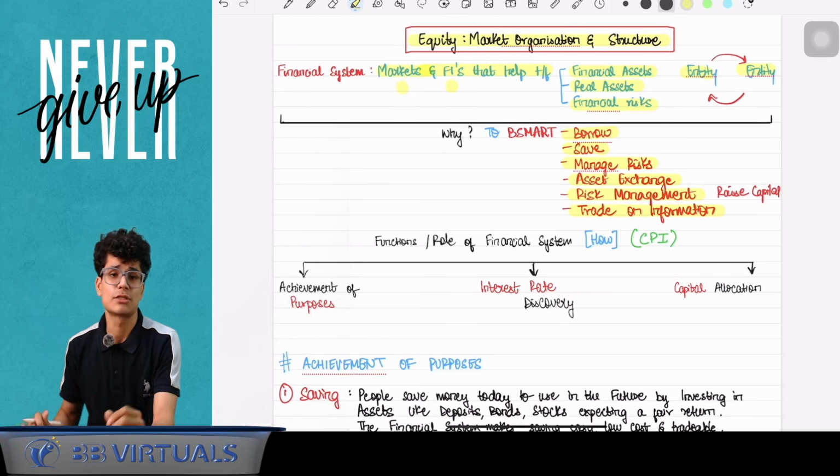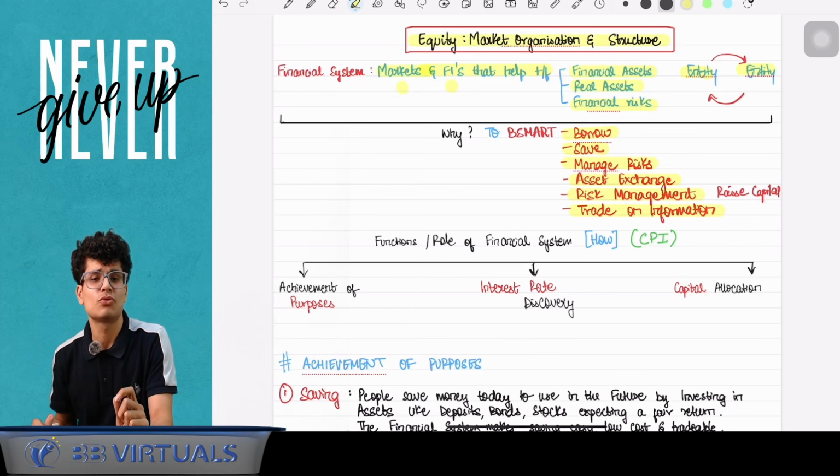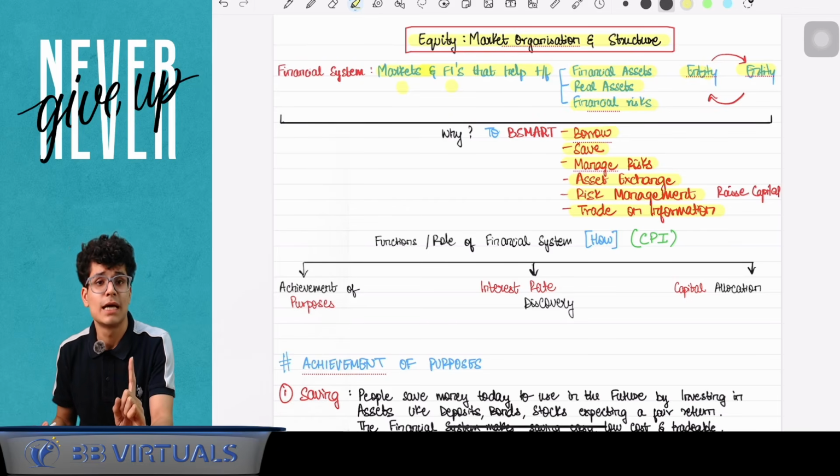ठीक है sir, if someone asks you what is a financial system, you just have to understand one thing, that it is a network of market and market intermediaries. What are market intermediaries? They are nothing but market participants that help to transfer three things: financial assets, financial risks and real assets from one entity to another.